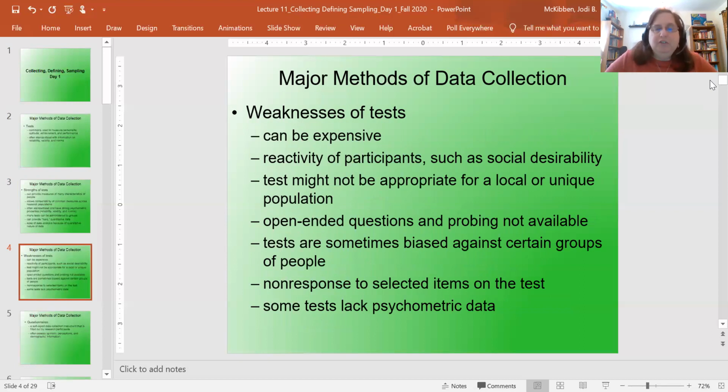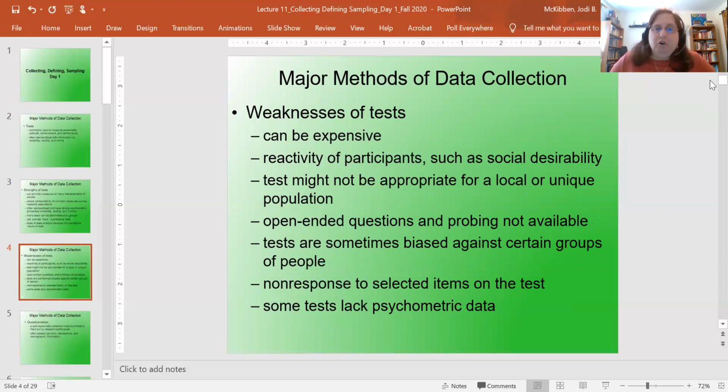Reactivity of participants, such as social desirability, that can happen. Social desirability will be a problem for many of these methods of data collection. The test might not be appropriate for a local or unique population. That's true if we don't have norms, or if it just doesn't work, right? Certain tests might not be good if we're looking for people who cannot read, right? A standard IQ test won't work there.